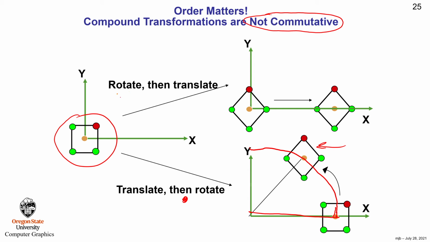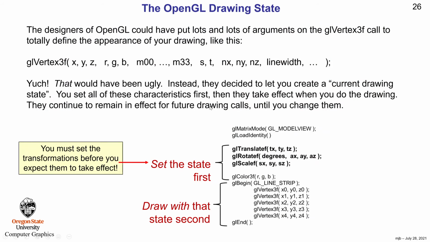If I rotate then translate, well, if I rotate this, it's already at the origin, so now it looks like this, and then if I translate it, it looks like that. The fact that this and this are not the same result tells you that matrix transformations or transformations are not commutative. So the order matters, and you do that inside to outside thing.